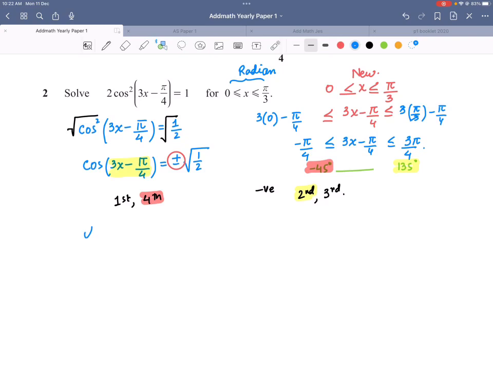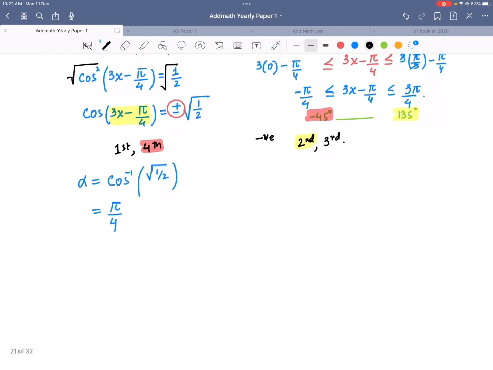So I will start by finding alpha first. Alpha equals cos inverse of the square root of 1 over 2. Let me find the value of it. Make sure calculators are in radian mode. Cos inverse of the square root of 1 over 2 will be pi over 4. So you got the value for alpha, it's pi over 4.